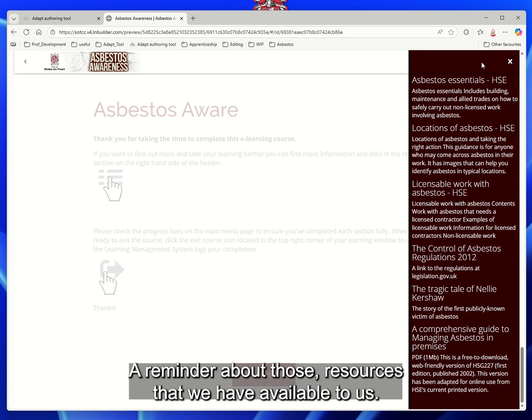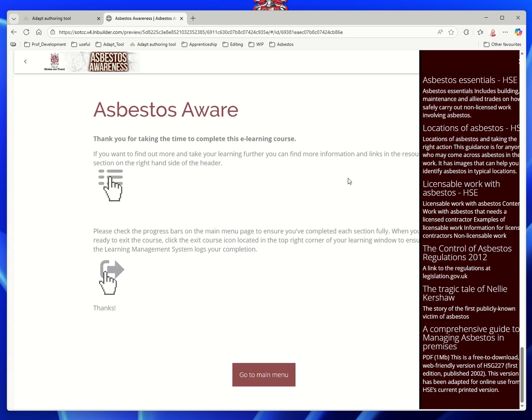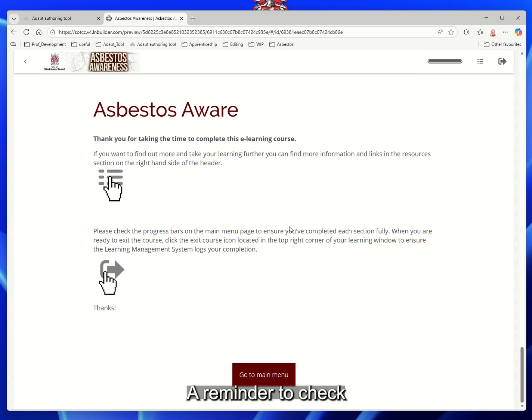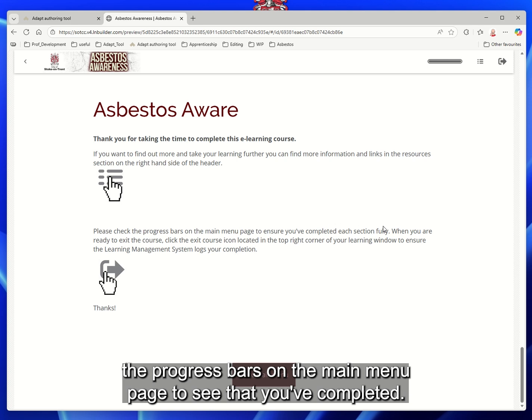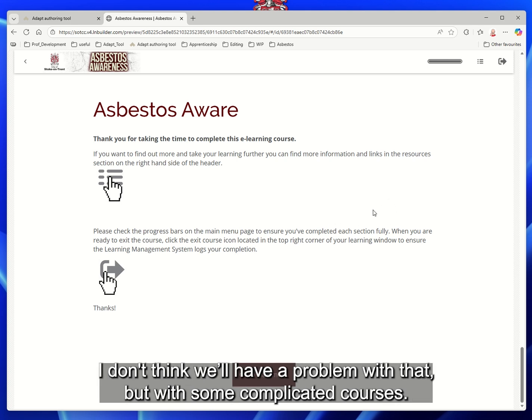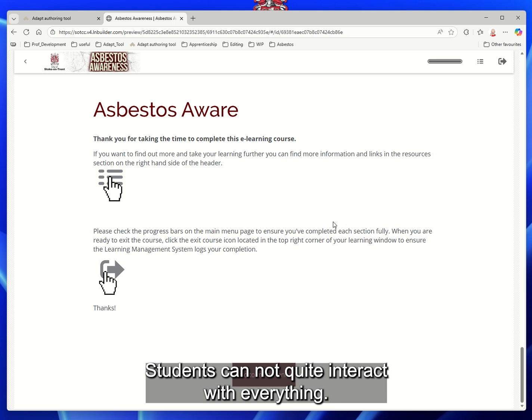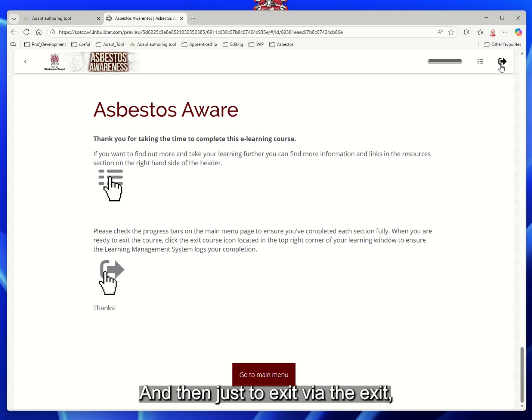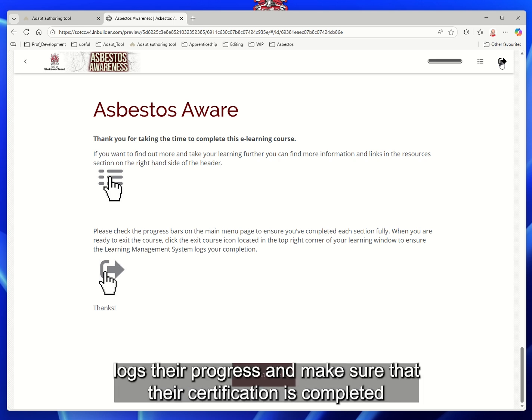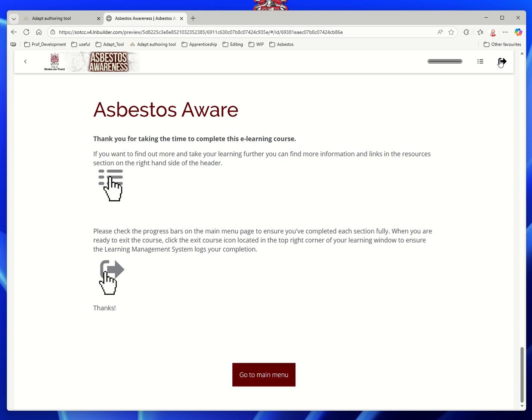A reminder about those resources that we have available to us. A reminder to check the progress bars on the main menu page to see that you've completed. I don't think there'll be a problem with that, but with some complicated courses, students can not quite interact with everything. And then just to exit via the exit icon, just to ensure that the LMS logs their progress and make sure that their certification is completed for the course.